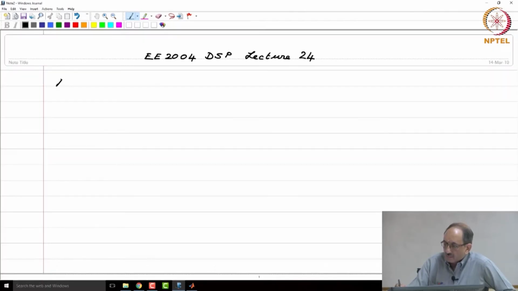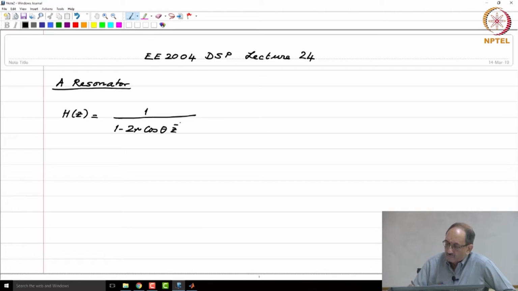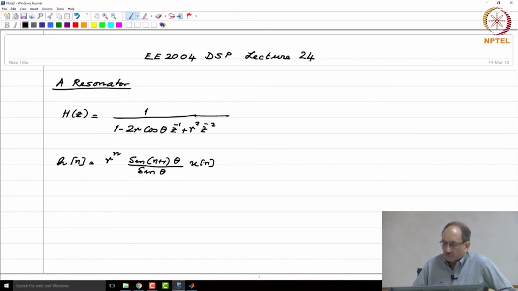Now let us continue with the frequency response and look at a second order system to get some more feel for where these things go. So we look at a resonator. And the frequency response of a resonator is given by this. And we know the corresponding impulse response is r to the n sine (n plus 1) theta by sine theta times u of n. So this is the impulse response and corresponding transfer function.